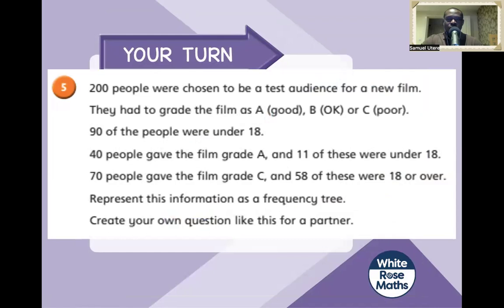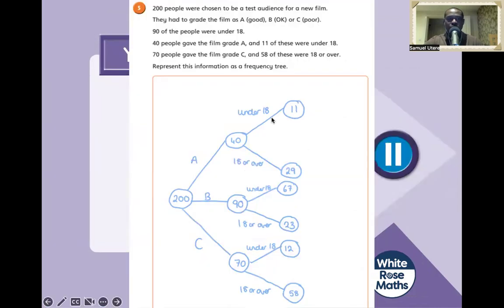Pause the video and answer question 5 in 3 minutes. All right, assuming you've paused the video and you've answered the questions, here are the answers. So sometimes your frequency tree could have 3 legs like this. So you can see 200 people were chosen to be a test audience for a new film. They had to grade the film as A, good, B, okay, C, poor.